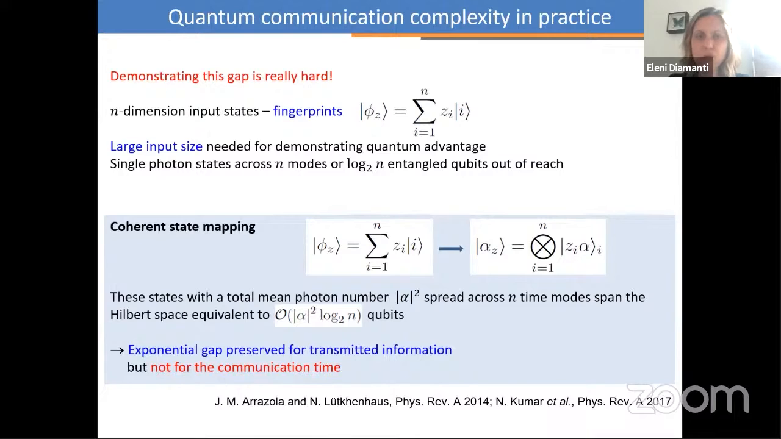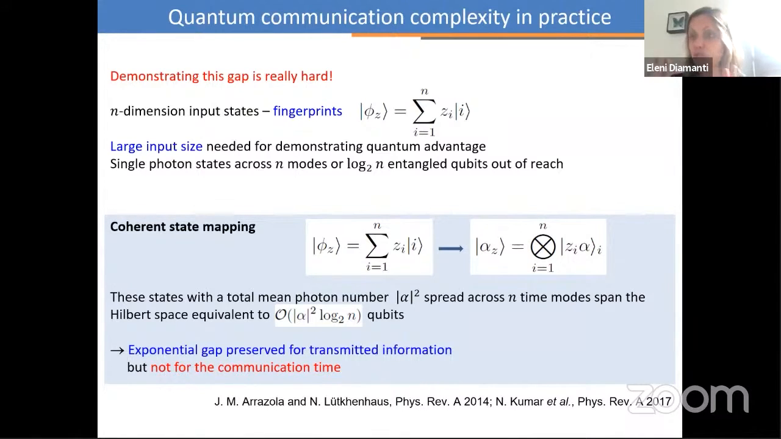And what has been shown in this work is that this exponential gap that we saw before that appears in hidden matching is actually preserved with this coherent state mapping for the transmitted information. That's why I made the distinction before, but not for the communication time, which becomes linear. Obviously you need to send all these coherent states, so you don't gain in time. Although there is some recent work on multiplexing techniques for also gaining in time, let's keep it for the moment to the transmitted information.